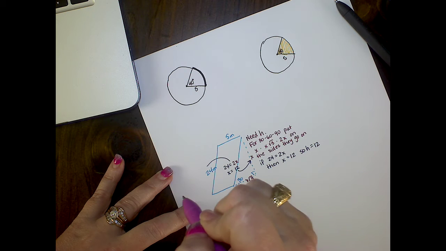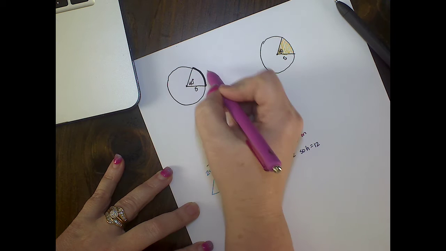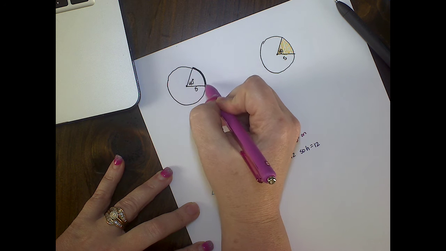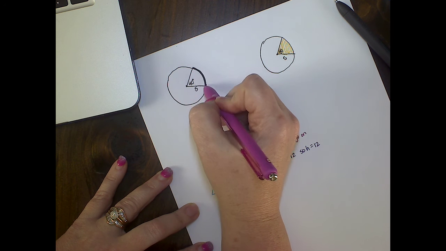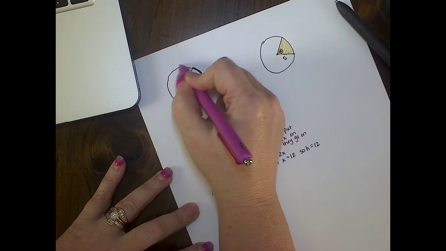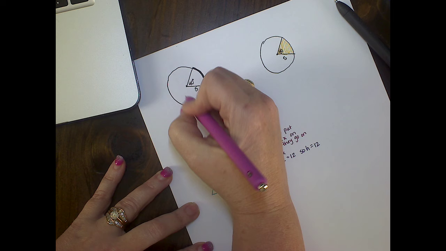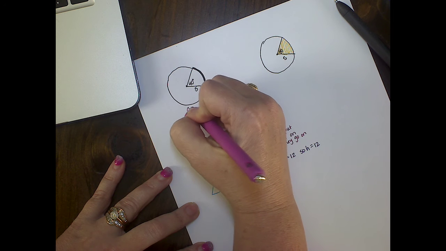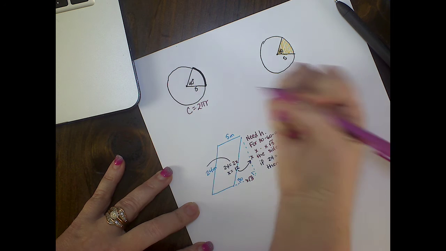Okay, so to do arc length, I want to know how far it is from here to here. Notice that this little piece is the part, and the distance all the way around the circle is the whole. The whole distance around is the circumference, which is 2 pi r.